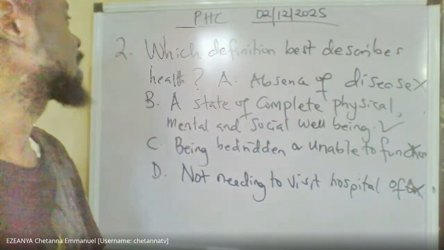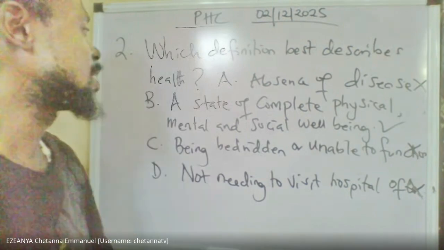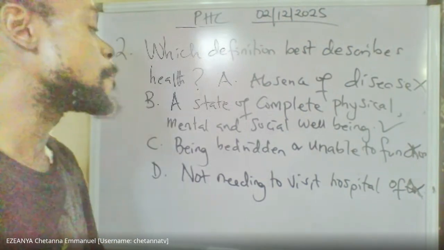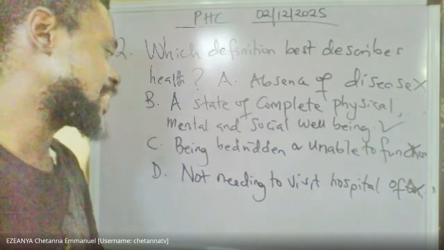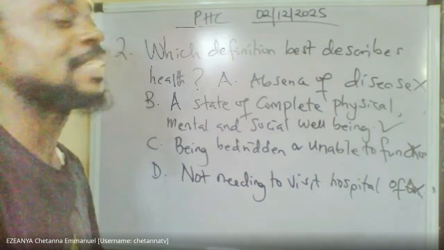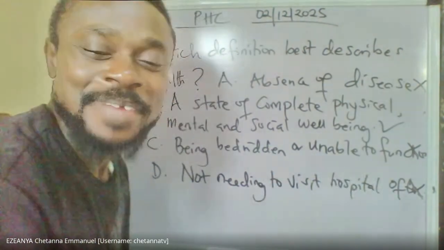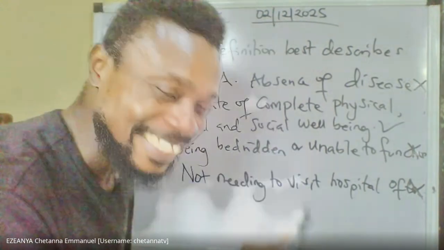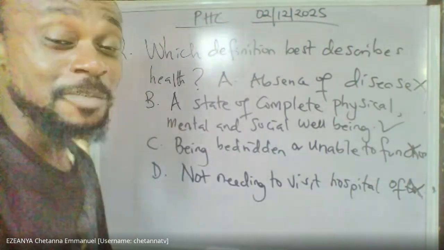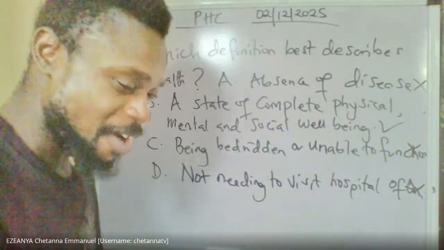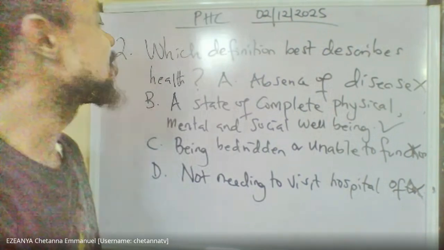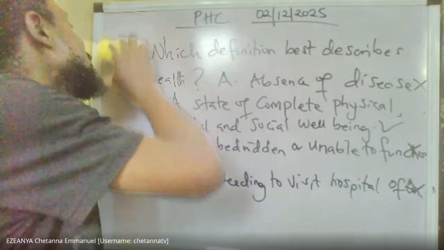So the answer to question number 2 is B. Health is a state of complete physical, mental, and social well-being, and not a mere absence of disease, according to WHO. All right. So let me clean up so we can look at the third question for today.